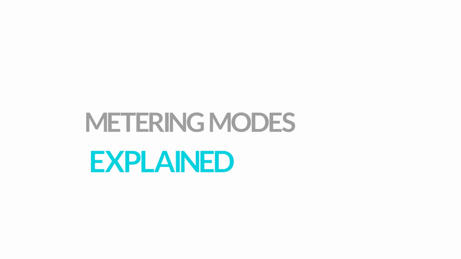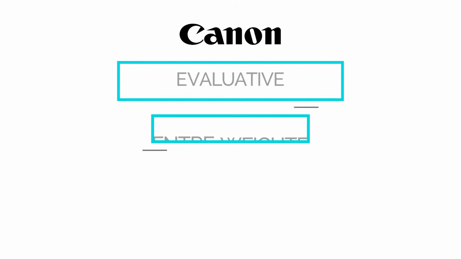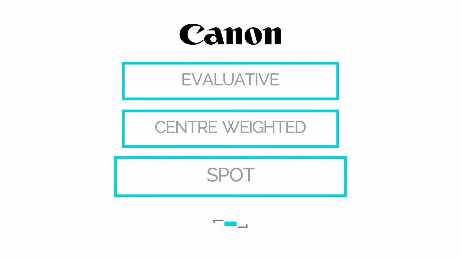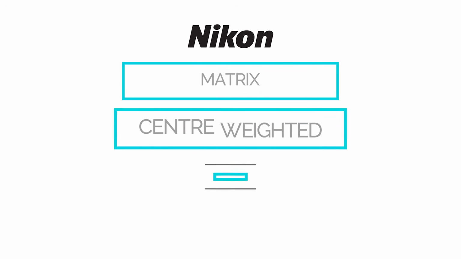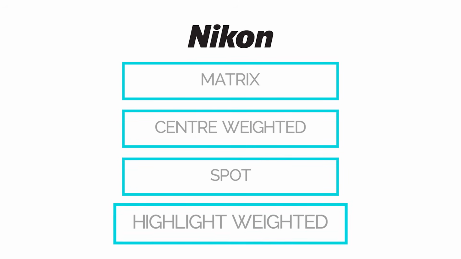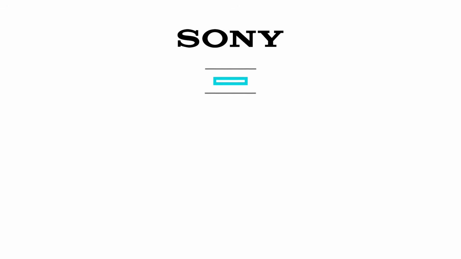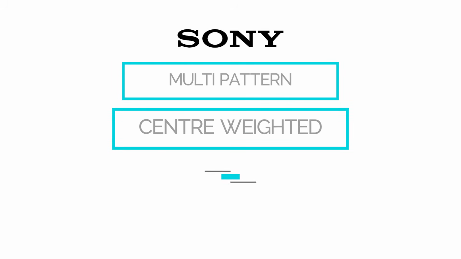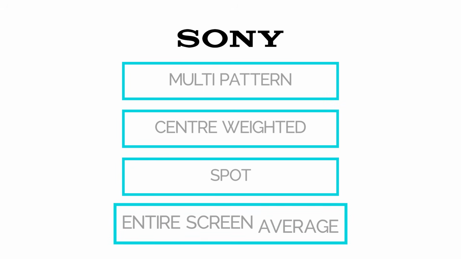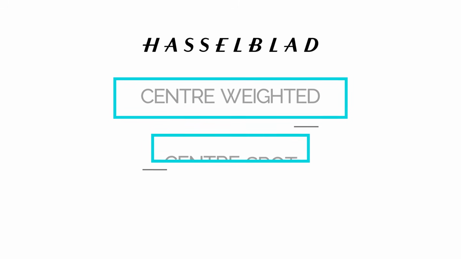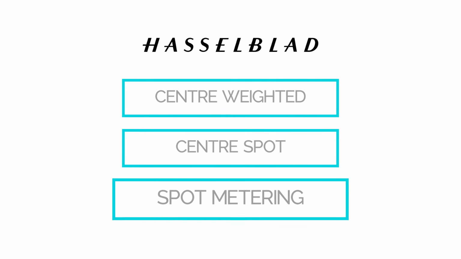Metering modes explained. Most Canon, Nikon, Sony and Hasselblad cameras offer the following metering modes. Canon: evaluative, center weighted, spot and partial metering. Nikon: matrix, center weighted, spot and highlight weighted. Sony: multi-pattern, center weighted, spot and entire screen average. Hasselblad: center weighted, center spot and spot metering.